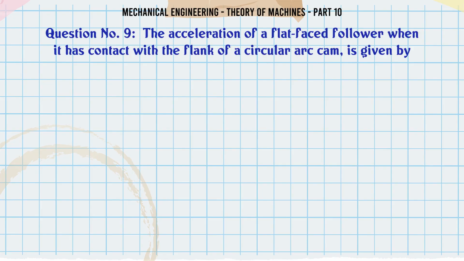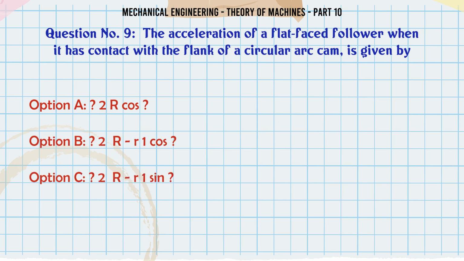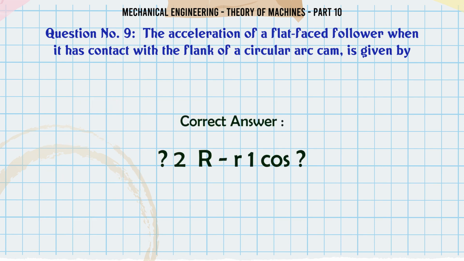The acceleration of a flat-faced follower when it has contact with the flank of a circular arc cam is given by A. ω²r cos θ. B. ω²(r1 - r) cos θ. C. ω²(r1 - r) sin θ. D. ω²r1 sin θ. The correct answer is ω²(r1 - r) cos θ.